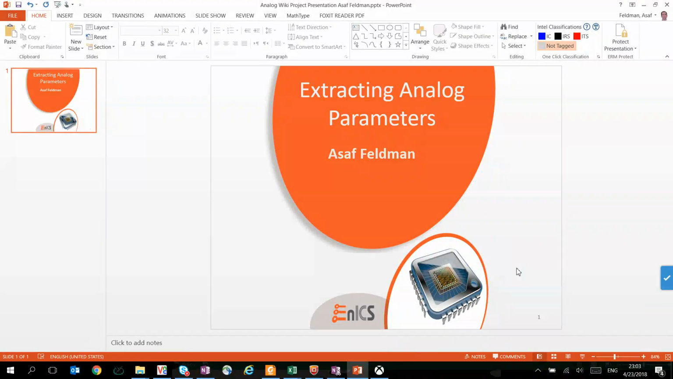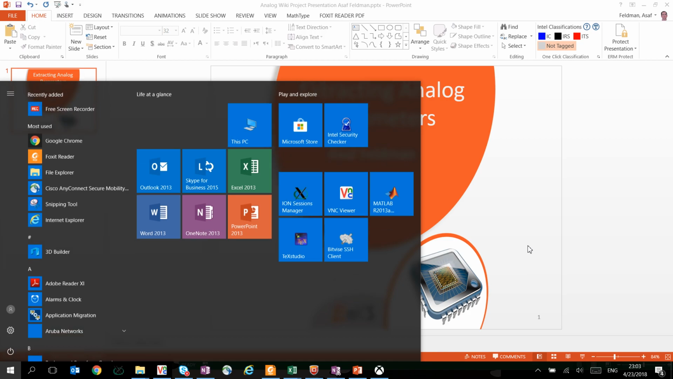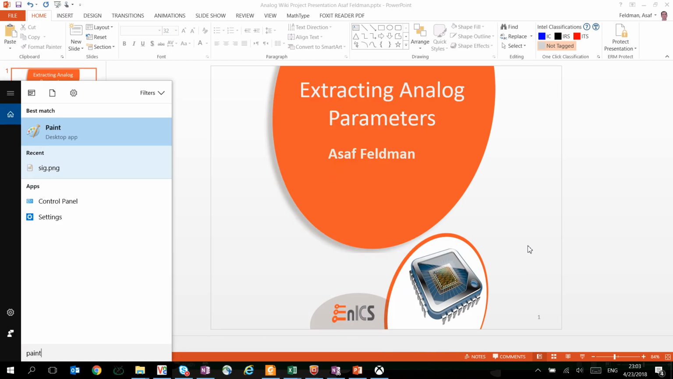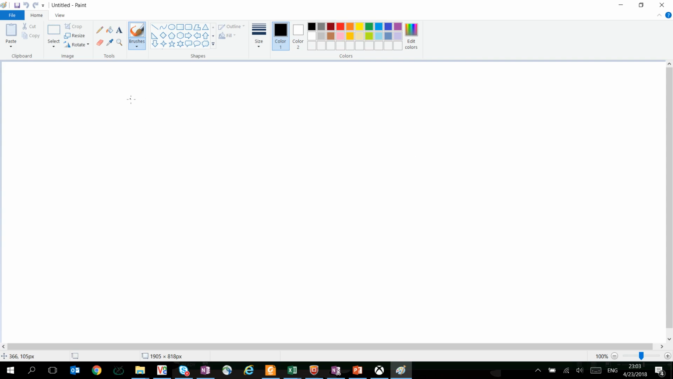Hello everyone. Today we are going to learn how to extract your analog parameters from your designs. Usually when we learn about extracting parameters, we learn doing it from very simple devices, such as transistors. And when we go into more complex structures, we try to understand how these structures are built and what their parameters are. So just to refresh everybody's memory, just open a blank paint.